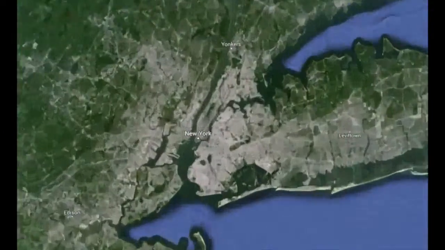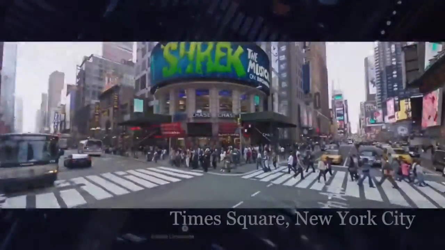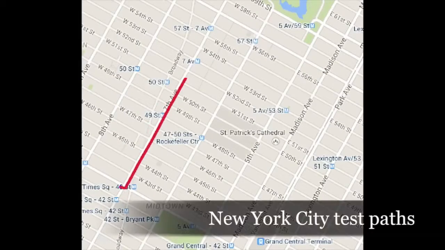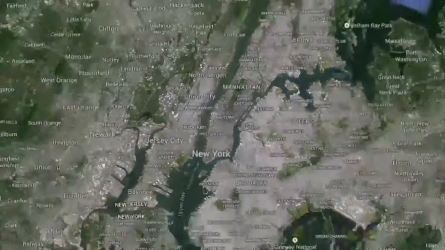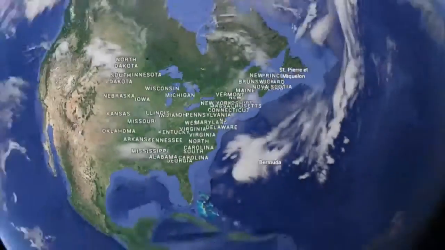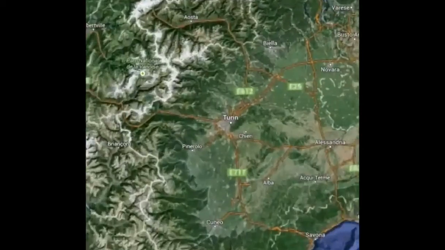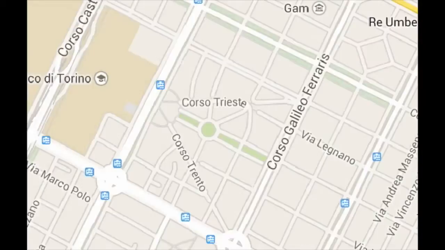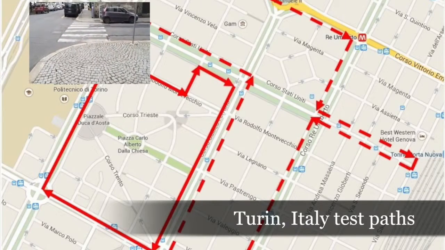We went down to one of the world's busiest pedestrian intersections. We evaluated our system at Times Square in New York City. Our path in New York City started at Times Square, went up to Central Park, and back to Times Square. Let's move on to our next test location. We also verified the performance of our system in a different urban environment in the Italian city of Turin. Unlike Manhattan, Turin has many cobblestone ramps.